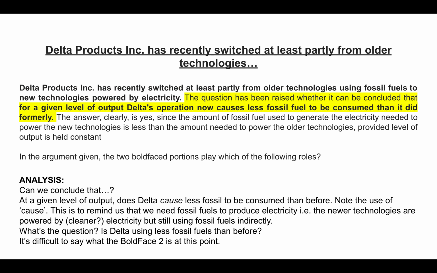In the second sentence, we are asked a question. Can we conclude that Delta is using less fossil fuels than before? Now, the way this sentence is structured, we are asked a question and the second part of the sentence is highlighted, which is the boldface. So we need to read on to find out what the answer to this is, because at this stage it's very difficult to say.